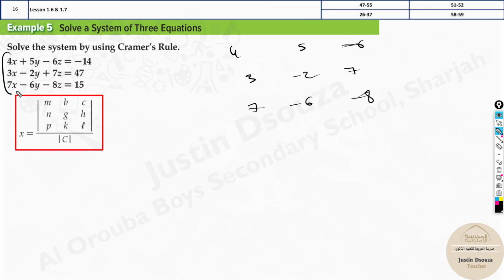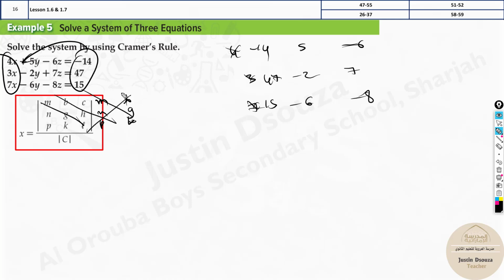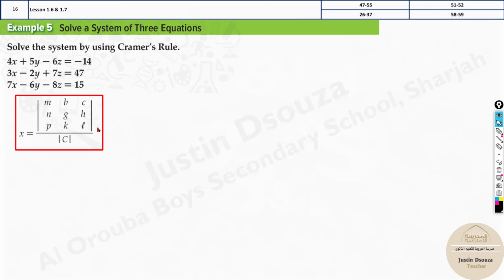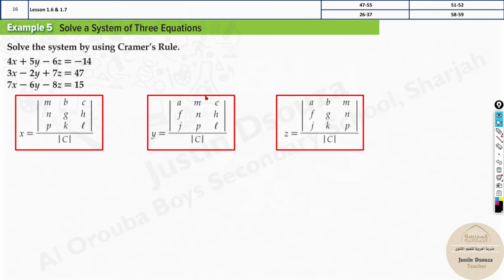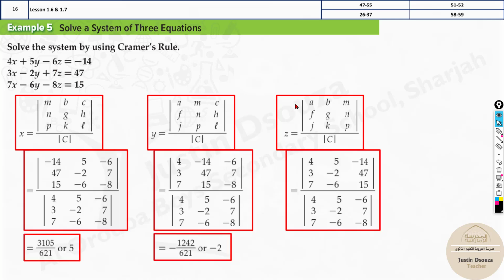Now, in order to find x, instead of these values, you replace them with the solution values. So over here this changes to minus 14, this one changes to 47, and this one changes to 15, and this is how you get the numerator. And then you find the determinant. How do you find it? You can repeat the first two columns, and draw lines like this, and they should match properly, and then you can easily solve it. Here for y, just replace the y values with the other matrix. So this is how you get the answers.